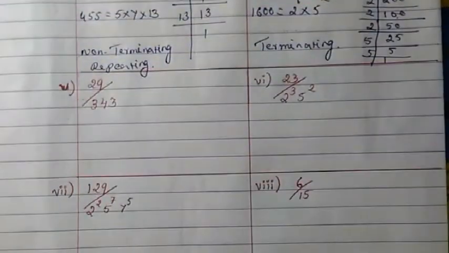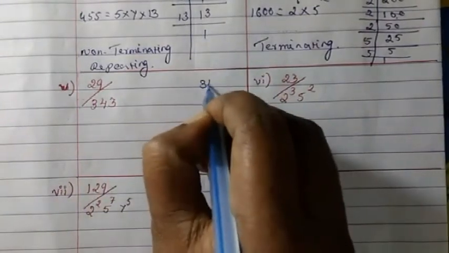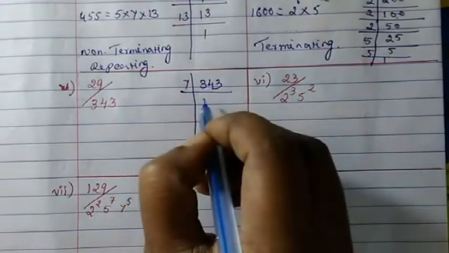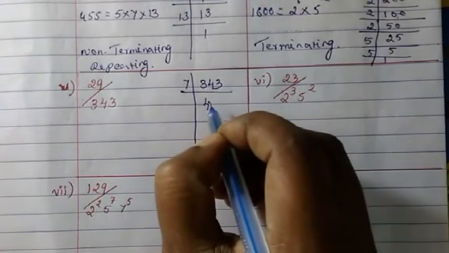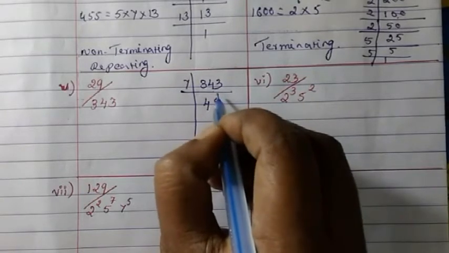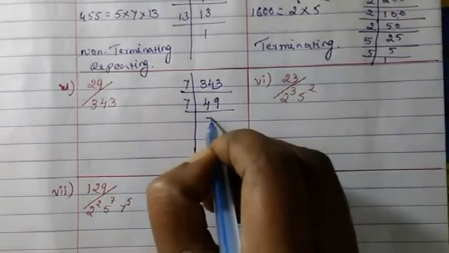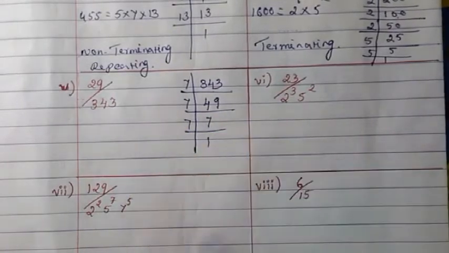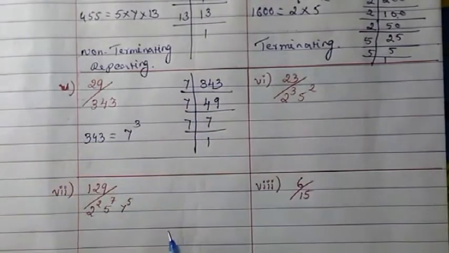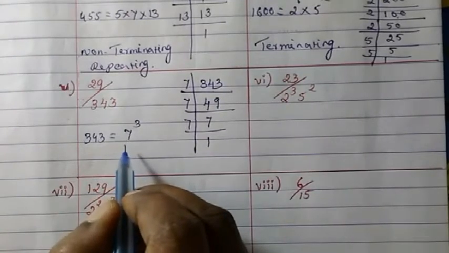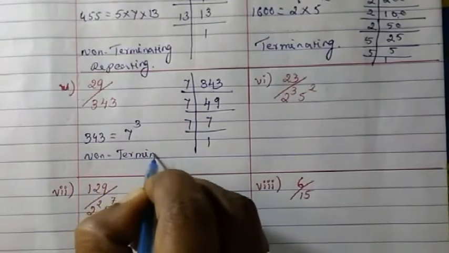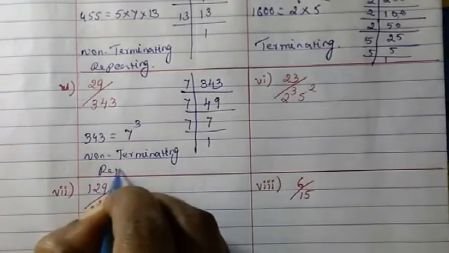So let's see the fifth one now, 343. When we are factorizing, it will come in table 7. 4 7s are 28, then 7 times 7 is 49, 7 times 7, 1. So 343 will have the factors 7 raised to 3. Now here neither 2 nor 5, it is another number, therefore it will be non-terminating repeating.